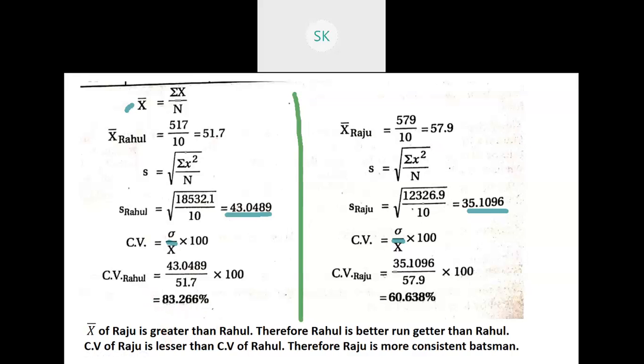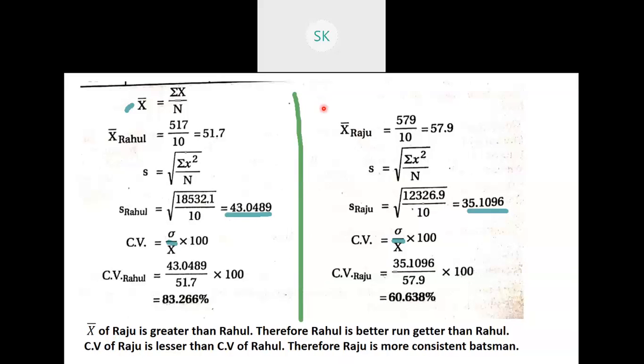Similarly for Raju also. For Raju, we will be considering the standard deviation of 35.1096 divided by the arithmetic mean of 57.9. Then into 100. You are supposed to multiply that with 100 and you get 60.638. I hope everybody understood the calculations. Let's see the conclusion and I will again summarize the whole problem.